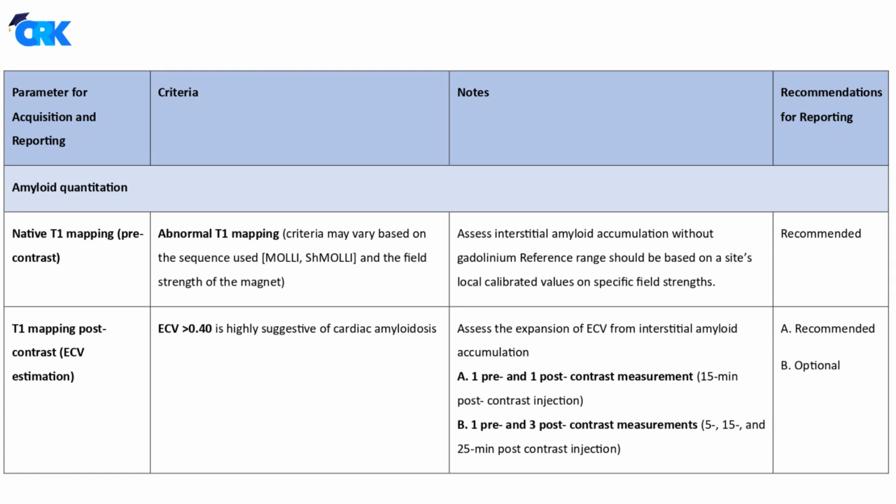Summary: amyloid quantitation tools. Here's what to include when quantifying amyloid infiltration. Native T1 mapping, pre-contrast. Abnormally high T1, values based on sequence and field strength. No contrast needed. Reflects interstitial expansion. Recommended. T1 mapping post-contrast for ECV estimation. ECV greater than 0.40 is highly suggestive of amyloidosis. Reflects extracellular amyloid volume. Option A, one pre and one post-contrast at 15 minutes, recommended. Option B, one pre and three post-contrast, 5, 15, and 25 minutes, optional.